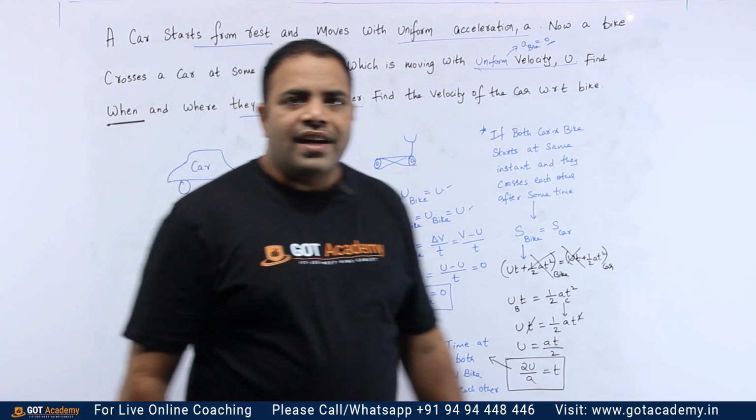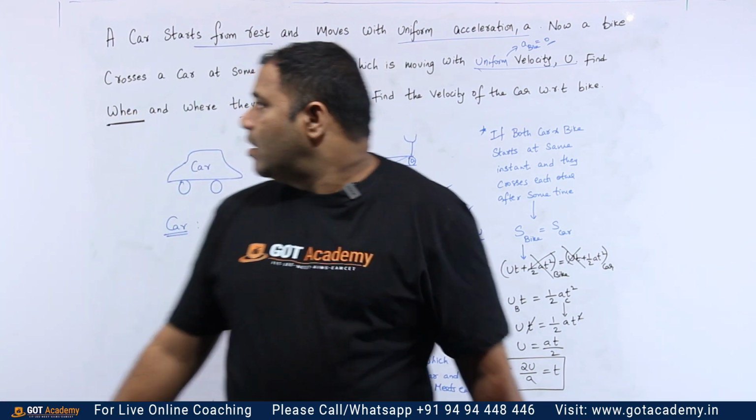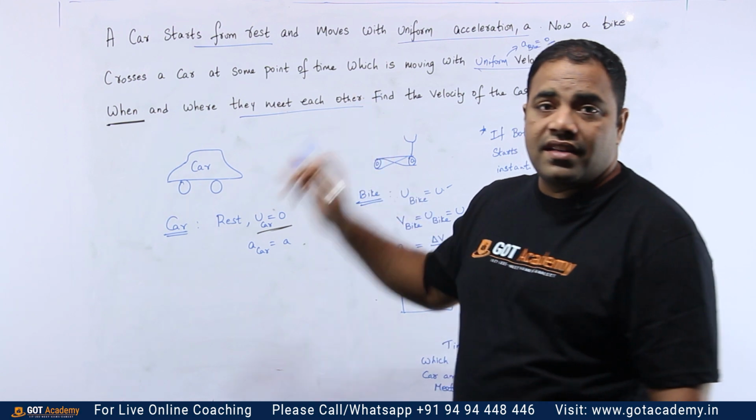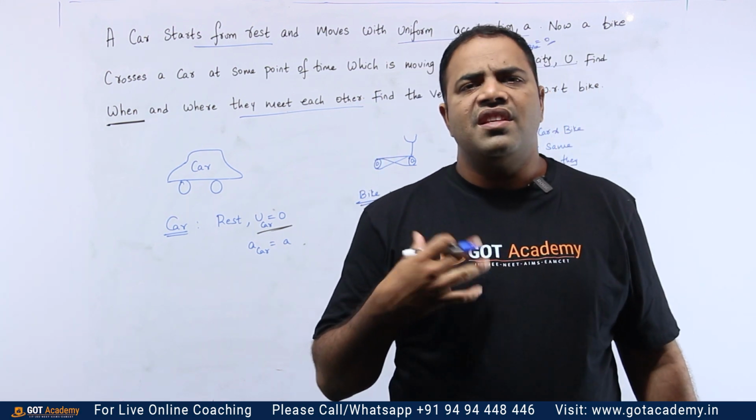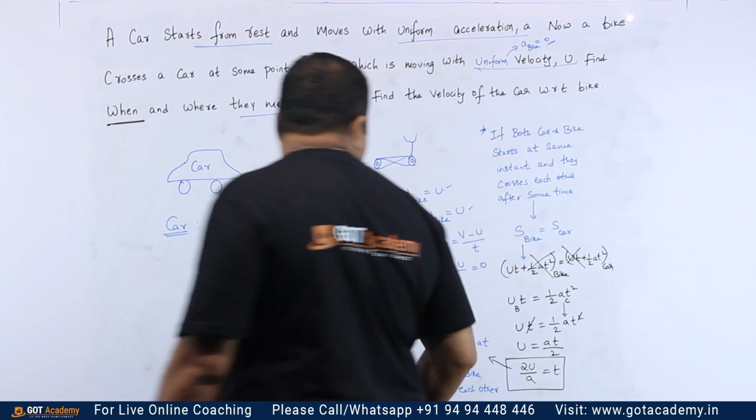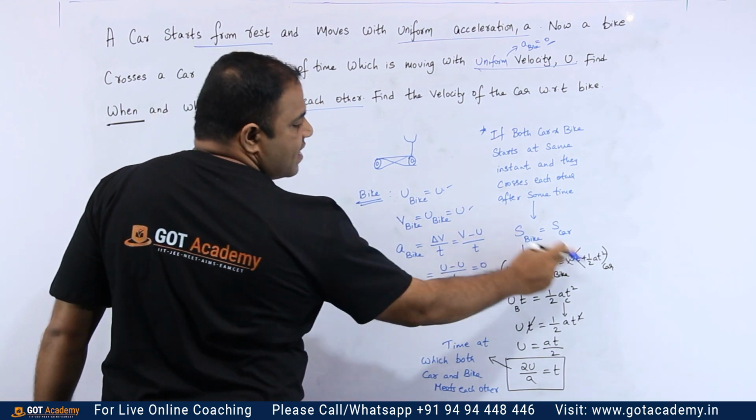Still the question is not completed. Something is there. What is it asking? Where they meet each other. Where, in the sense, we have to find the distance at which they meet each other. So find the distance. Already the formula is there now. Distance of the bike and distance of the car, both are equal.